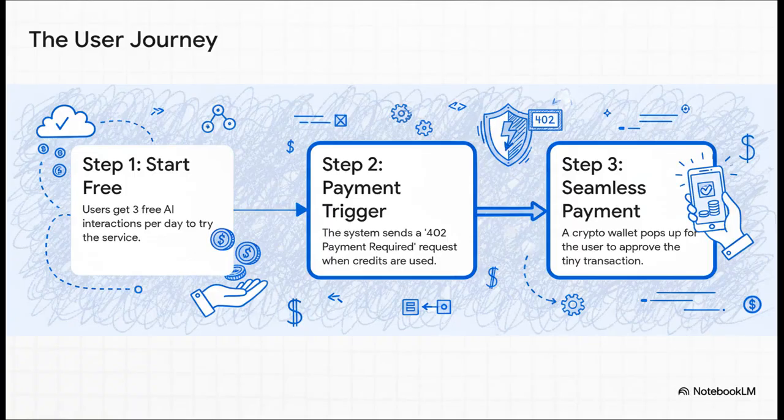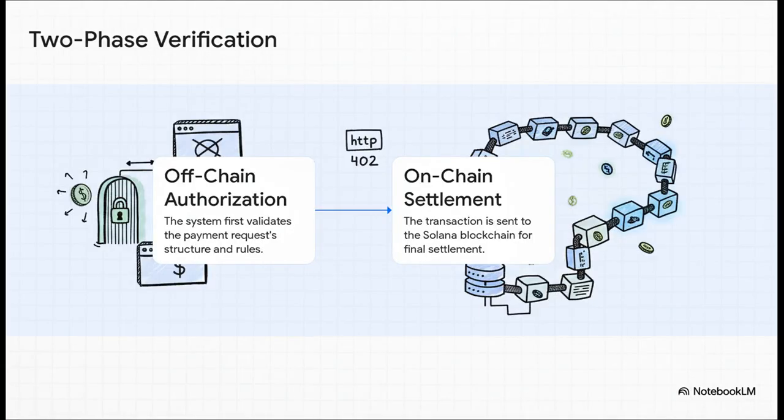The whole journey is designed to be completely seamless. You start off with a few free interactions to try it out. Once you use those up, the system automatically sends that 402 payment required signal. A digital wallet just pops up asking you to approve the 10-cent transaction. You click once, and you're done. No forms, no credit card numbers, no signing up for a subscription. It's instant.